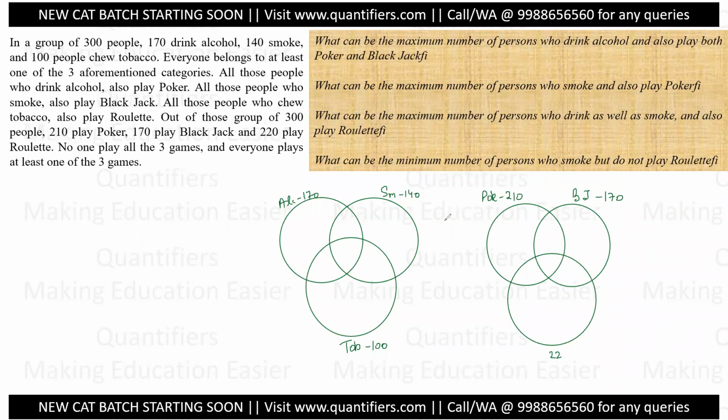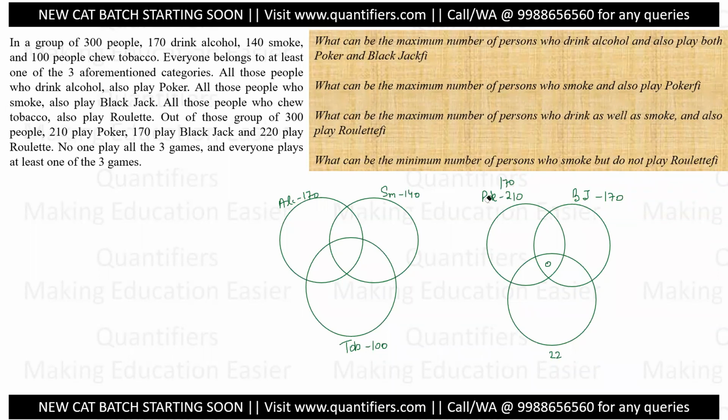Now, I need the people who are in the poker category and are common over here. It is given to me that none of the people play all the three games, so this part is definitely zero. All right, now let's try to understand this.